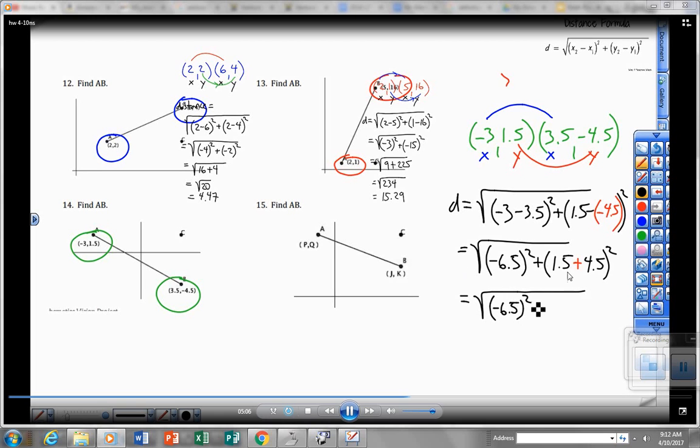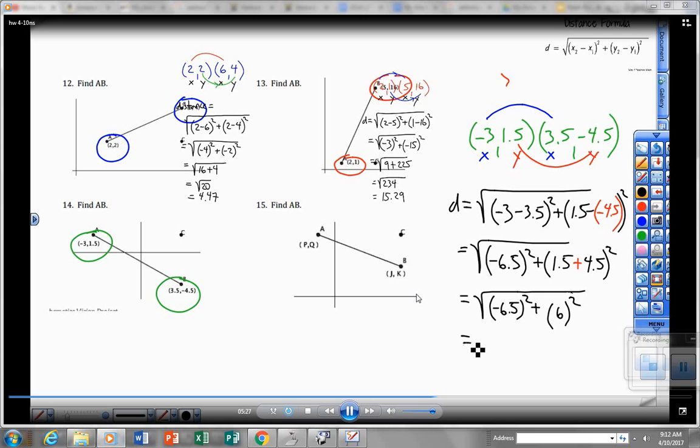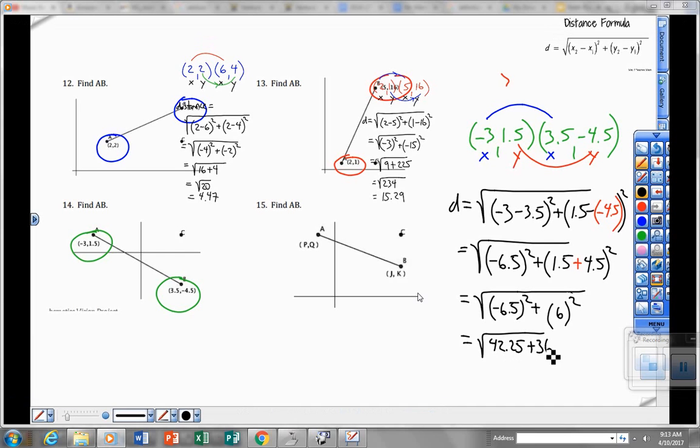I'm just going to write this out as 1.5 plus 4.5 is not 7. I'm going to fix that. It really is 6, so I'm going to erase that and write that as a 6. Negative 6.5 times another negative 6.5 gives me positive 42.25. 6 times 6 is positive 36.